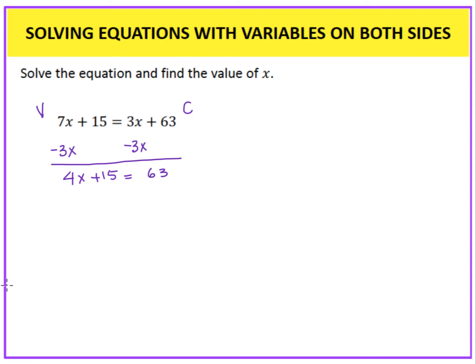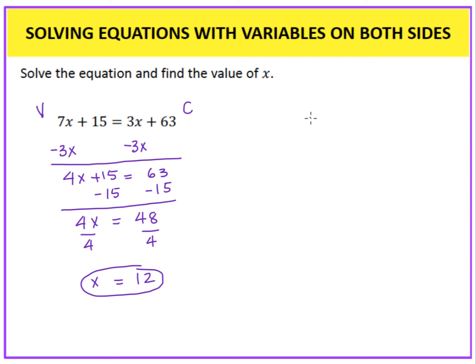Now you've taken care of your variables. The next step is to take care of your constants. So we want constants only on your right side, so we don't really want this 15 here. So you subtract the 15 from both sides and you would have 4x equals 48. And now it's fairly straightforward. You divide both sides by 4 and you would get x equals 12.